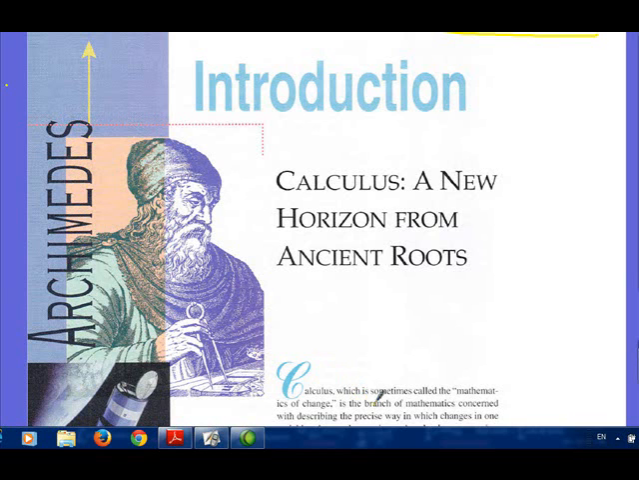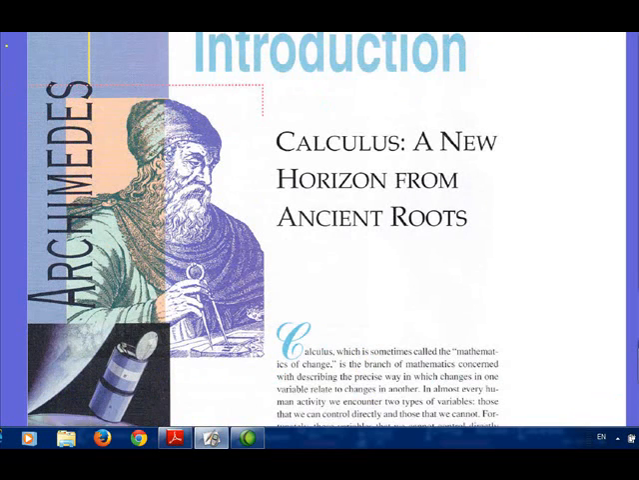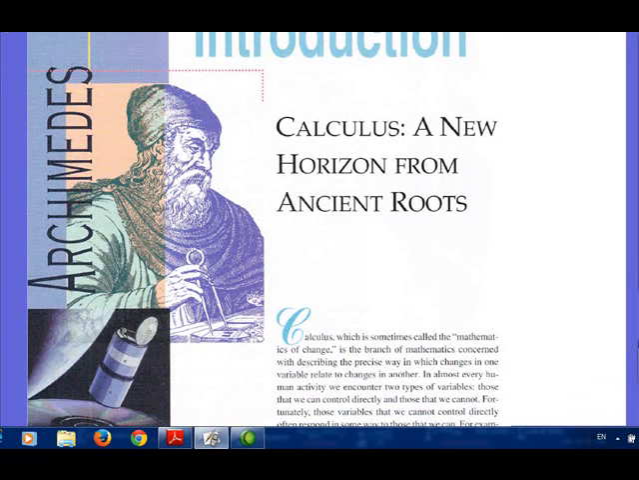Calculus, which is sometimes called the mathematics of change, is the branch of mathematics concerned with describing the precise way in which changes in one variable relate to change in another one. In almost every human activity, we encounter two types of variables: those that we can control directly and those that we cannot. Fortunately, those variables that we cannot directly control often respond in some way to those that we can control directly.